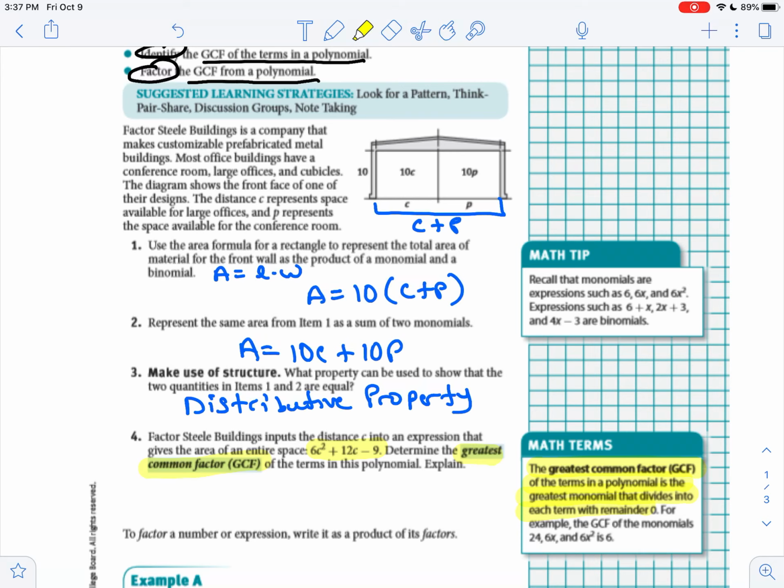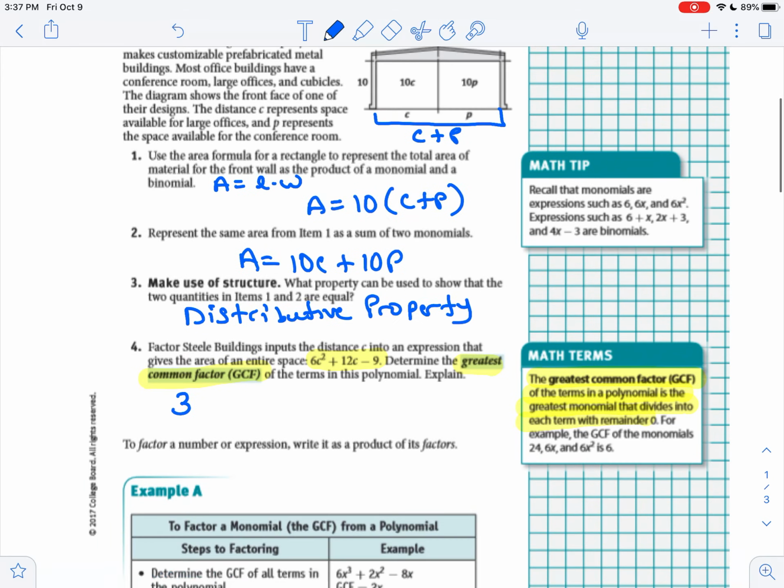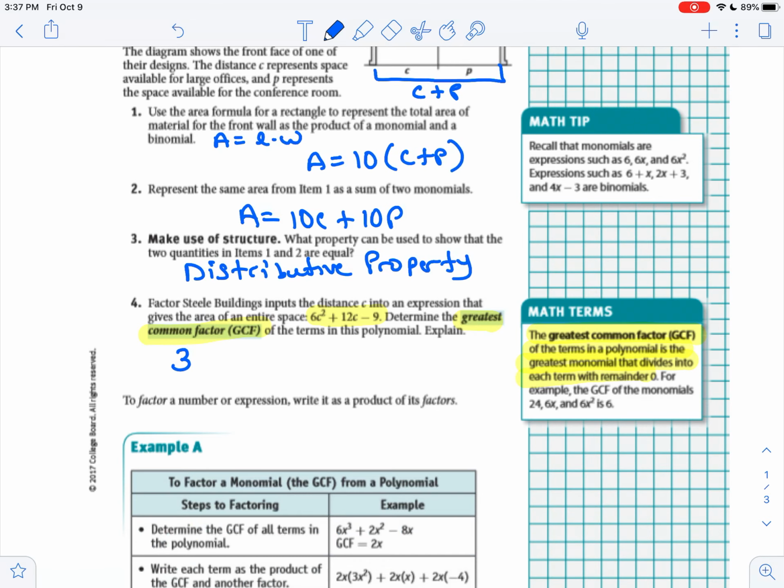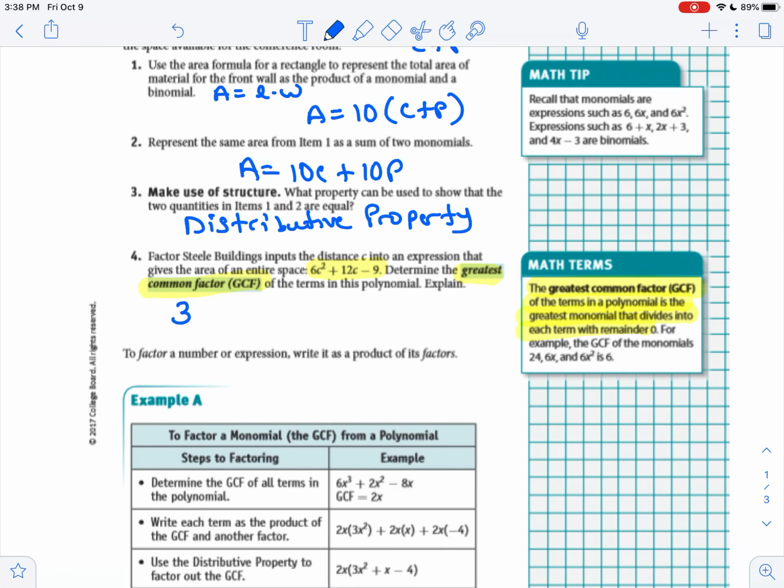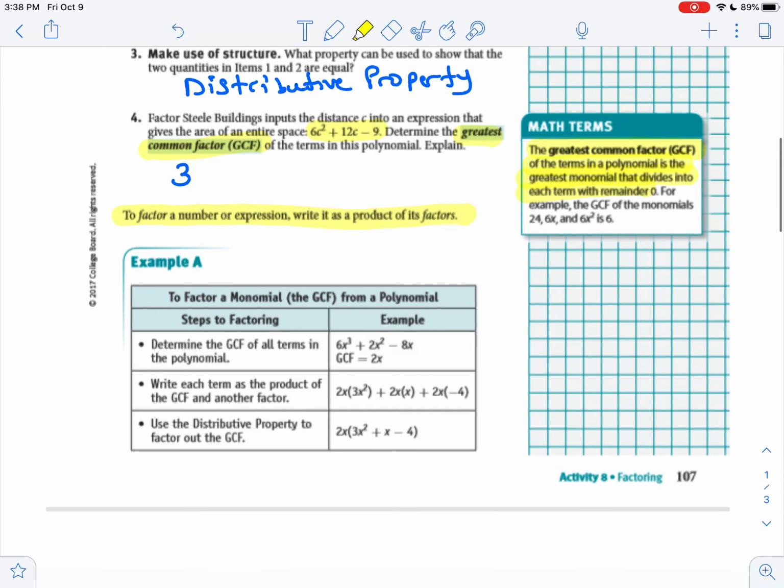So if we look at our polynomial, where we have 6c squared plus 12c minus 9, we think about the biggest number that will divide into each of those expressions. And hopefully you can see that it would be 3. To factor an expression, we write it as a product of its factors. There are steps in factoring a monomial or GCF from a polynomial. The first thing we would want to do is determine the GCF of all the terms in the polynomial.